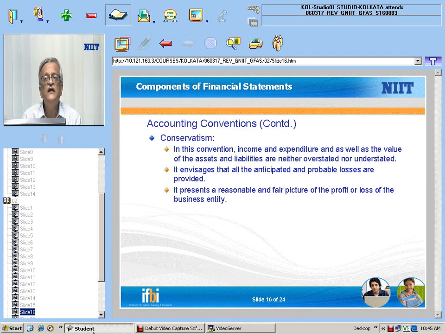It presents a reasonable and fair picture of the profit and loss of the business entity. So this is conservatism. The main important phrase in conservatism is neither overstated nor understated. You should neither overstate nor understate. That is conservatism. That means the balance sheet will provide a true and fair view of the financial affairs of the company.